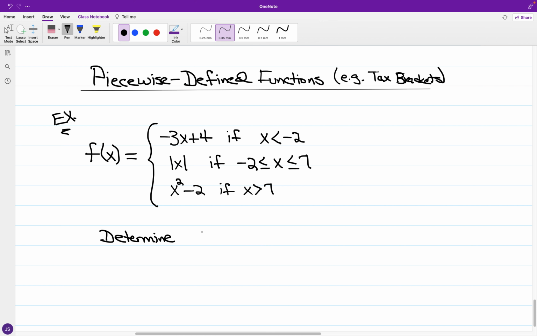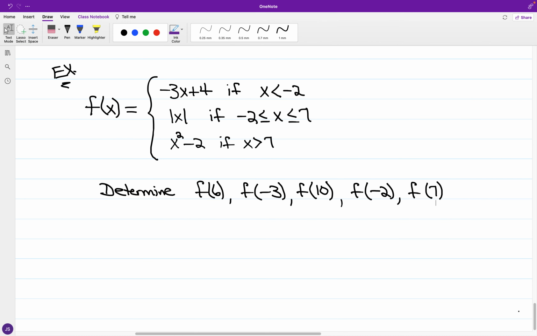So if I were to determine f of 6, and we'll say f of negative 3, and we'll say f of 10, and also with the numbers that are repeated in our statements concerning x. Okay, so you have this given piecewise defined function.